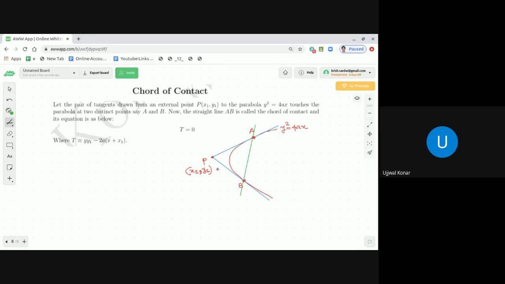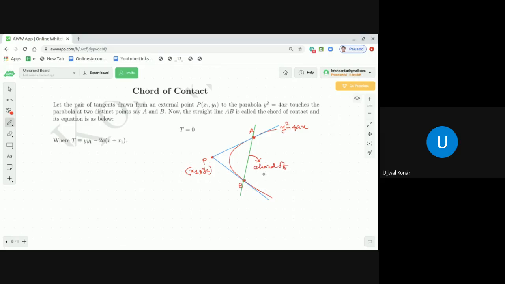Okay, and how to find its equation? Its equation is nothing but T equals 0. T is a symbolic representation, dear students, as if it were a tangent, but it is not actually a tangent because (x1, y1) is not on the parabola. So it doesn't make sense to call it the equation of a tangent. It is the equation of the chord of contact.